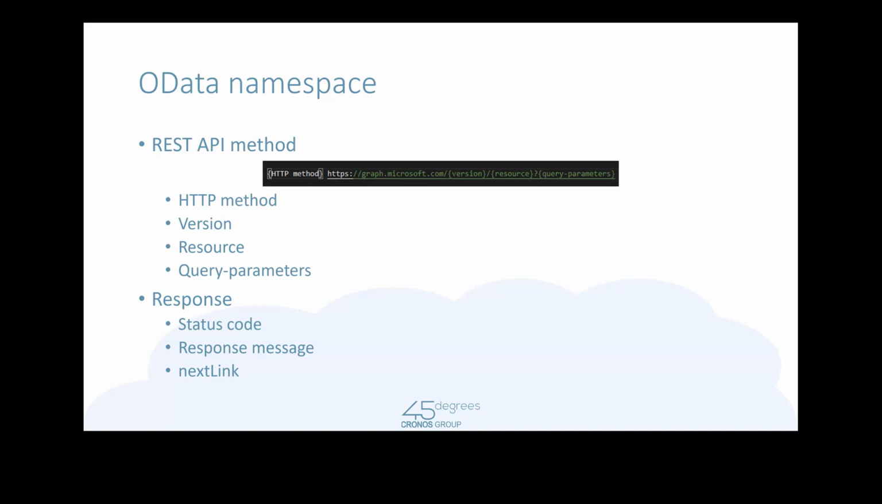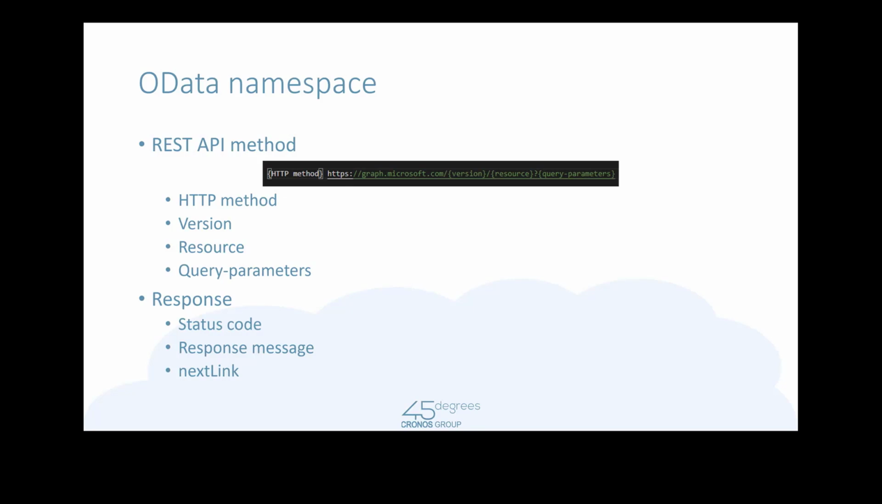So the OData namespace does contain our REST API methods. We need those from our client to call them and then get the information back that we need. And every REST API method in the Graph API consists of an HTTP method: get, post, put, patch, delete, and so on. A version, 1.0 or beta, are the two possibilities. And then the resource: user, administrative unit, group, mail, and so on and so on. And then your query parameters and filters to get specifically a certain user that is in a certain group on a certain date.